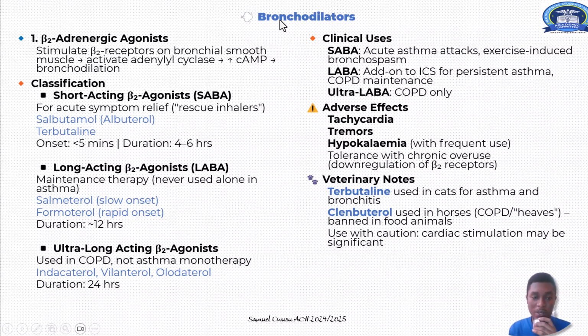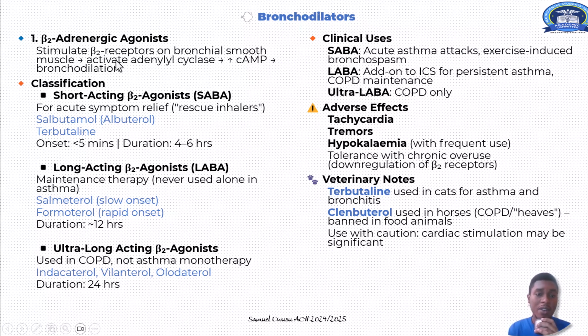Okay, so now let's talk about bronchodilators. I told you that the adrenergic system, with respect to the respiratory system, we look at beta 2 receptors. Once the beta 2 receptors are stimulated, there is increased cyclic AMP levels. Now, this cyclic AMP helps in bronchodilation. All right. Once we have increased cyclic AMP levels, we get bronchodilation. So we give agents that will increase the levels of our cyclic AMP as well.